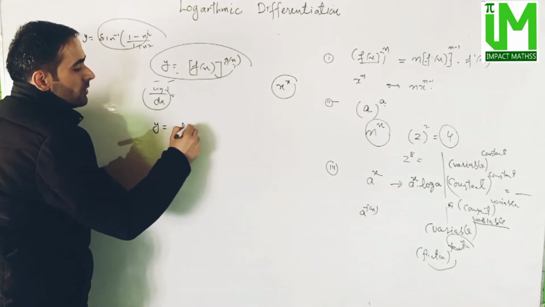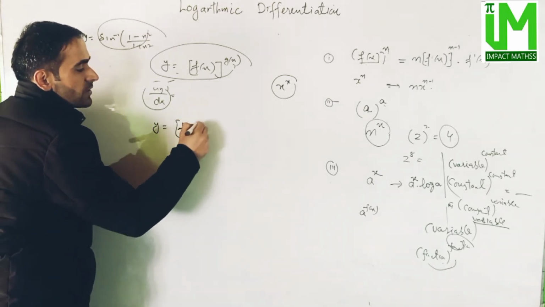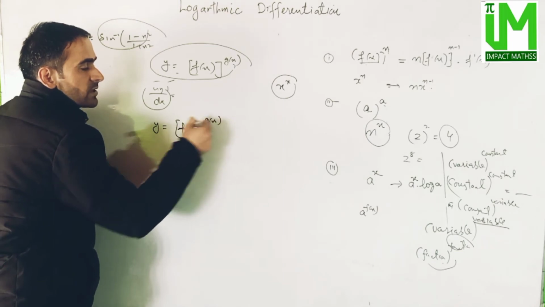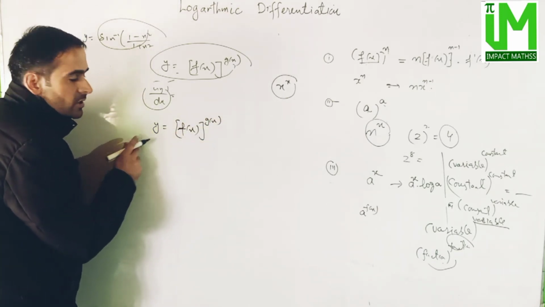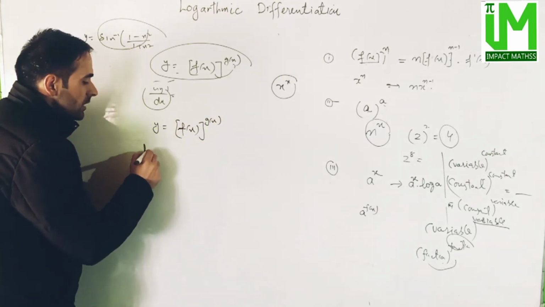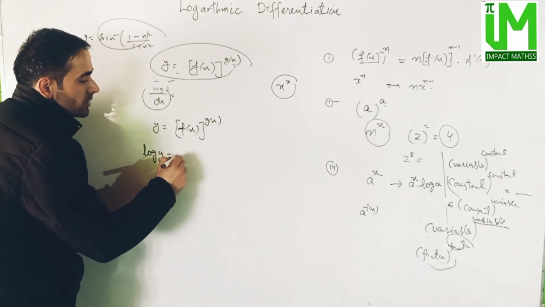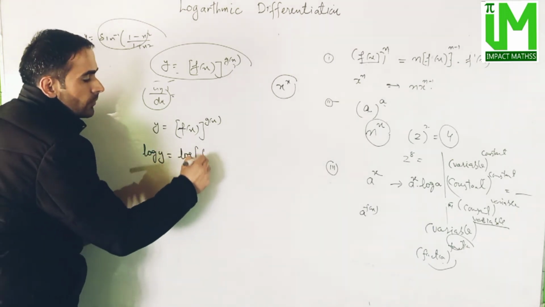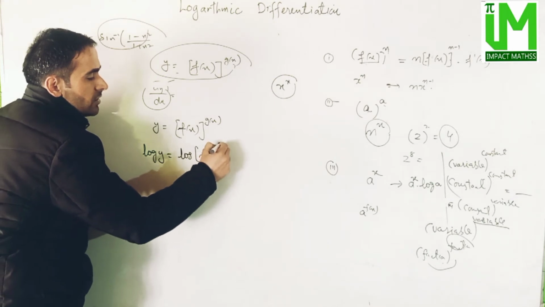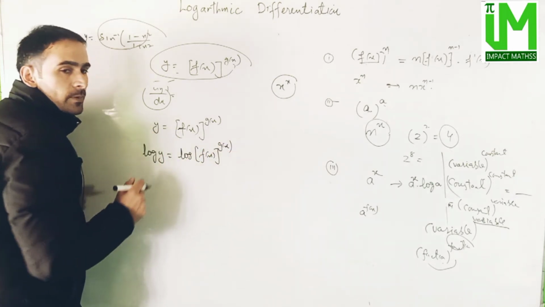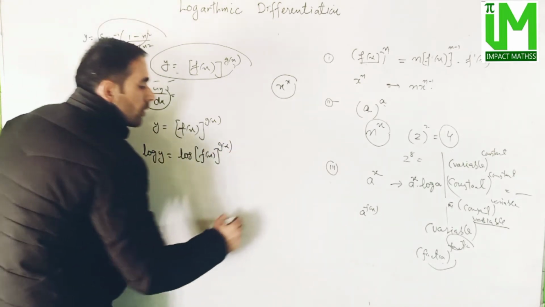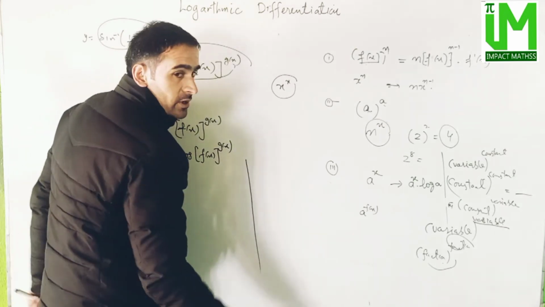y is equal to f of x raised to power g of x. If we take log on both sides, log of y is equal to log of f of x raised to power g of x. Log has key properties.